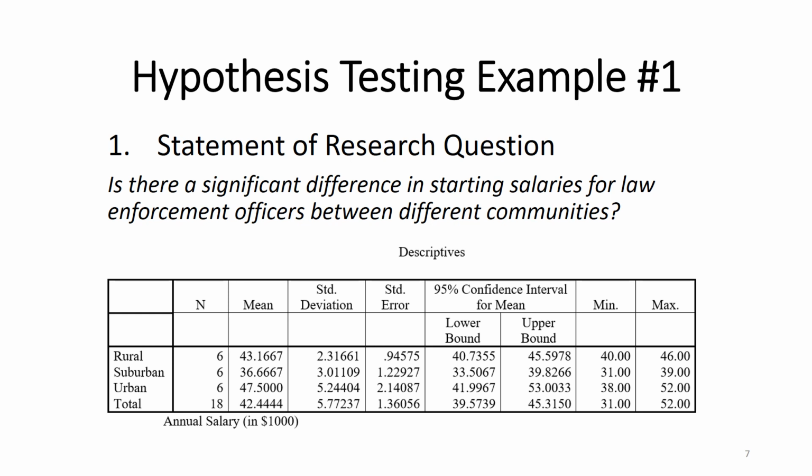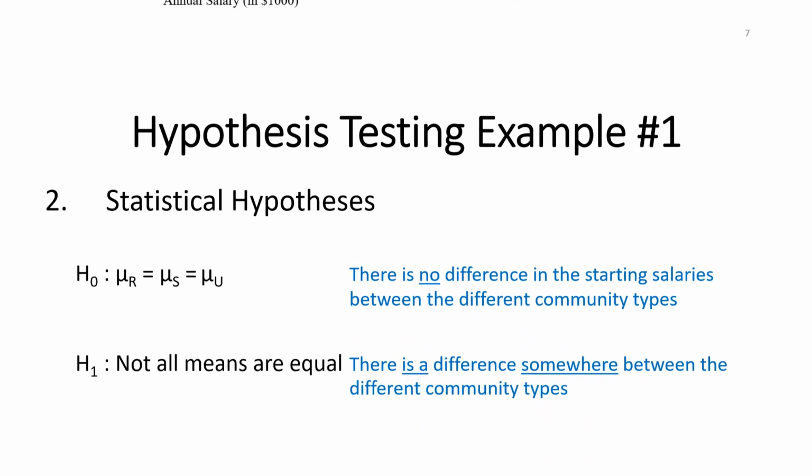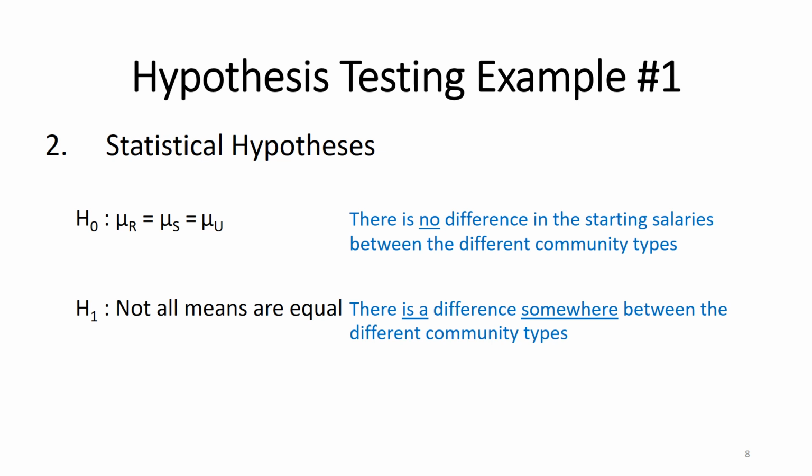figure out how do we translate this research question into our competing statistical hypotheses. So next slide. So once again, on this one, we still have H0, our null hypothesis, and we have H1, our research hypothesis. For this one, the null still is no difference. So if you read the blue before we go back to the actual symbols, the blue says there is no difference in the starting salaries between the different community types, just like we've seen in other statistical hypotheses.